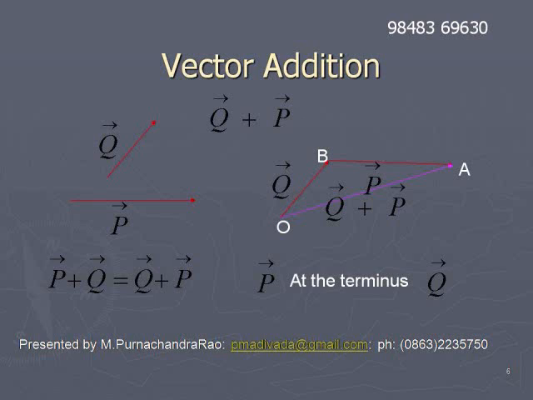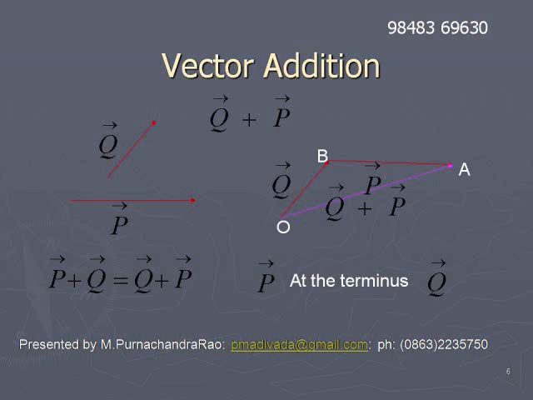So BA bar has the magnitude of p bar and it is parallel to p bar, with its tail attached to B. So this is p bar. So p bar is constructed at the head of q bar. Now take the vector with tail as O and head as A. The vector with tail at O and head at A is q bar plus p bar. So q bar plus p bar is a vector having the tail of q bar and head of p bar. Like this we construct q bar plus p bar.